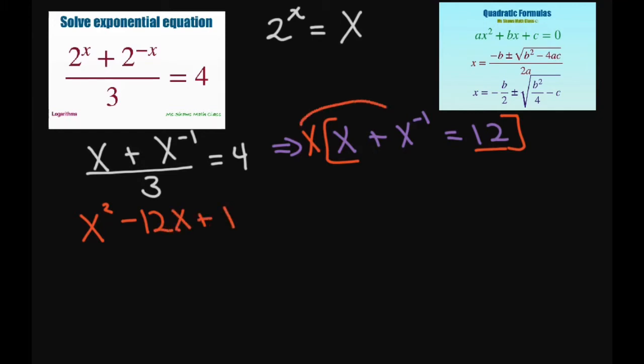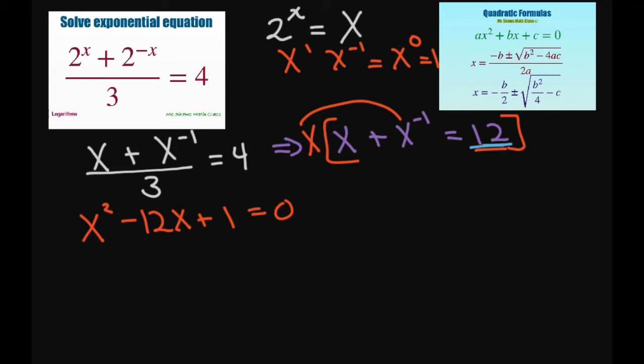Remember, when I'm multiplying these two, this is X to the first power times X to the negative 1 power, which equals X to the 0 power, which equals 1. So that's where the 1 is coming from. And this equals 0. I just subtracted this part.